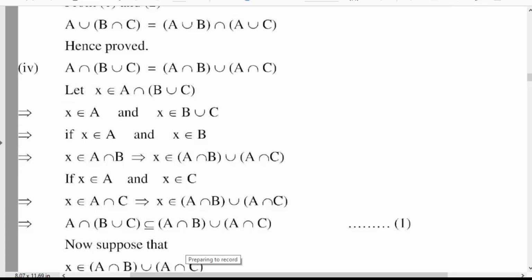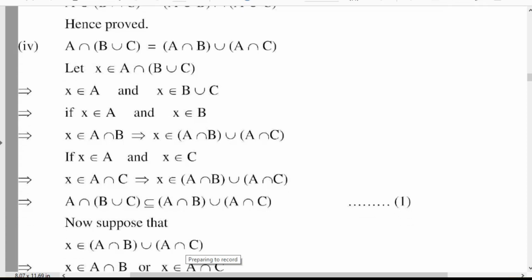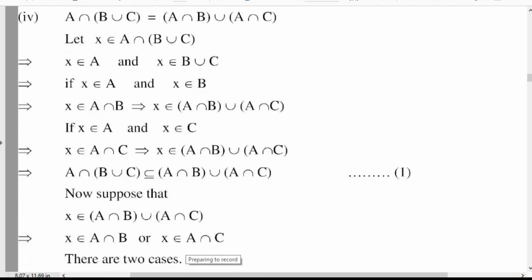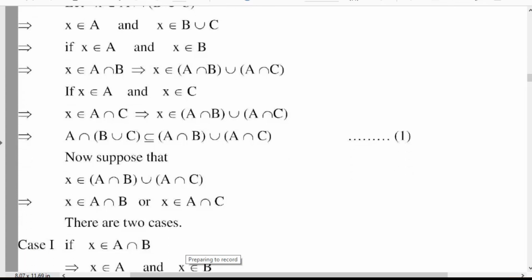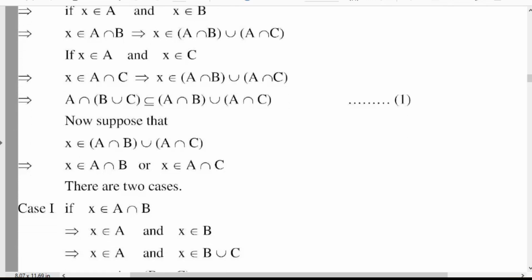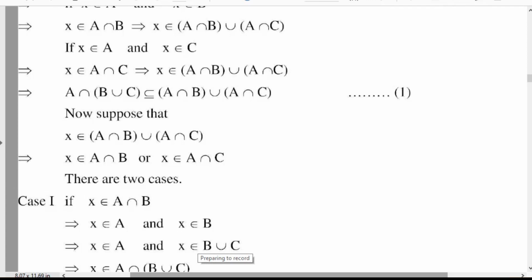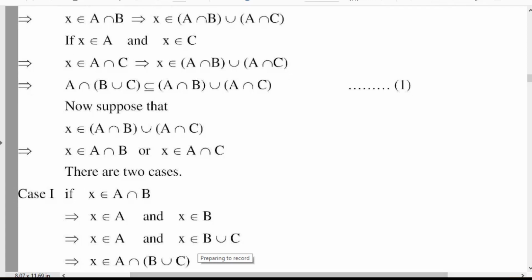Now suppose that x belongs to (A ∩ B) ∪ (A ∩ C). x belongs to A ∩ B or x belongs to A ∩ C. There are two cases. First case, if x belongs to A ∩ B, x belongs to A and x belongs to B, implies that x belongs to A and x belongs to B ∪ C. So x belongs to A ∩ (B ∪ C).